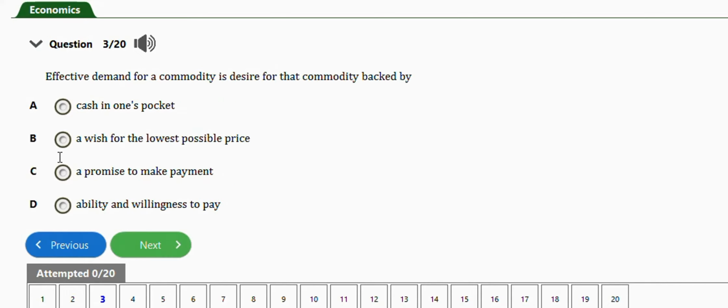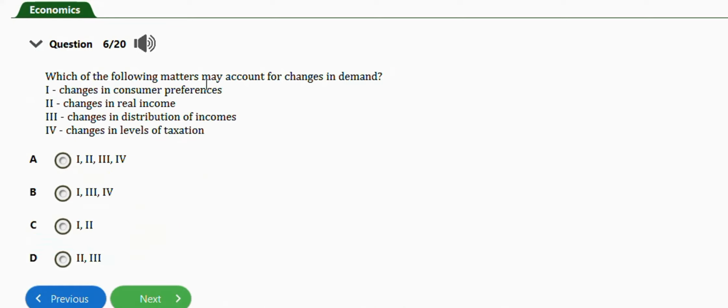Next question is this one. It says effective demand for a commodity is desire for the commodity backed by cash in one's pocket, a wish for the lowest possible price, a promise to make payment, ability and willingness to pay. So guys, the right answer to this question is option D, ability and willingness to pay. This question says which of the following may account for change in demand. We have changes in consumer preferences, changes in real income, changes in distribution of income, changes in levels of utilization. So all of them are inclusive. So option A that has all of them is the right answer.